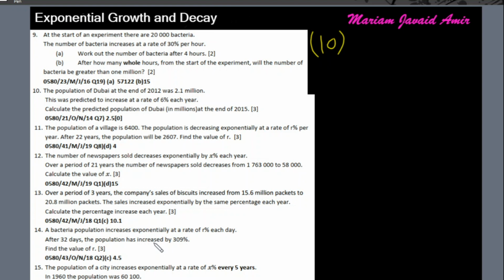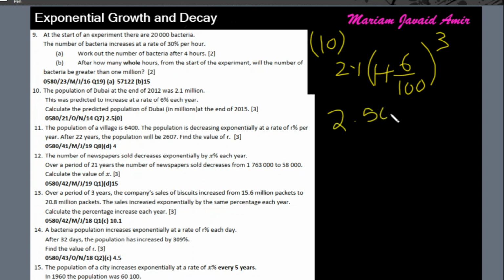So again, initial population was 2.1 million. I'll ignore million and write that in the end. Then 1 plus 6 over 100 raised to the power, we're starting from 2012 and ending at 2015, so that's 3 years. Find this value. We get 2.501136, which is 2.50.